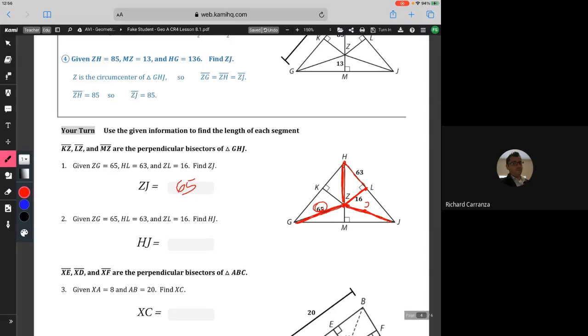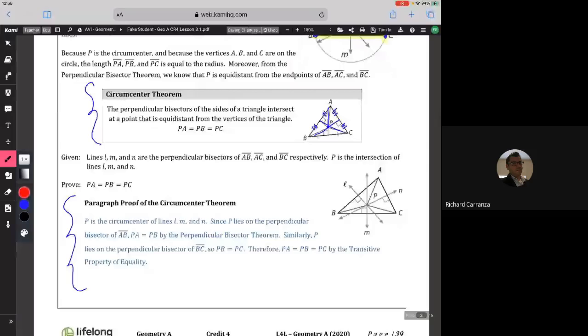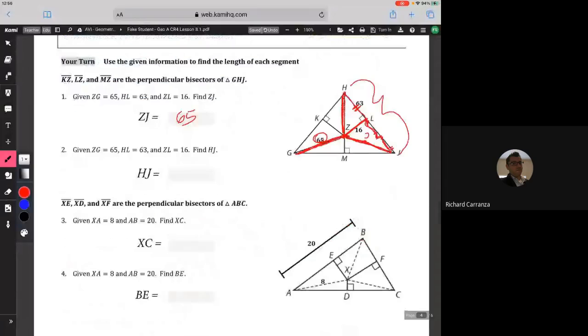So the next one, HJ. So what do you think I should do to find HJ? So remember, if this one is 63, what do you guys think this one is? The other side. If we go back to the triangle up above, these two are the same. These two are the same. These two are the same. So if you have a triangle that looks like this, I know that this is 63, that has to be 63. So then the whole thing, you would add them. So 63 plus 63 would be 126.